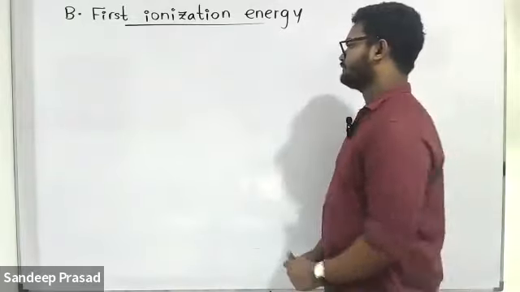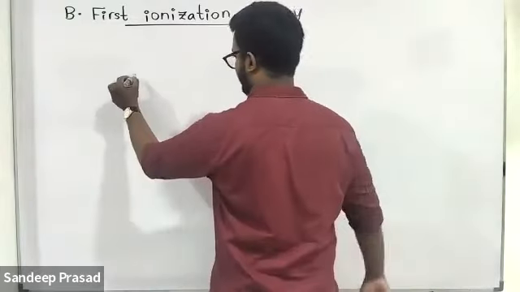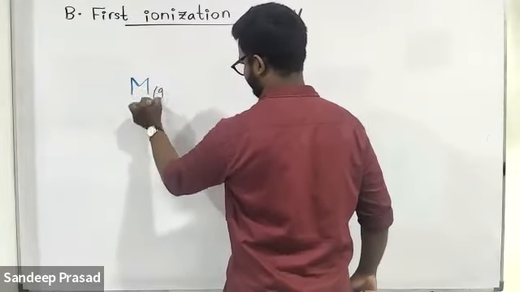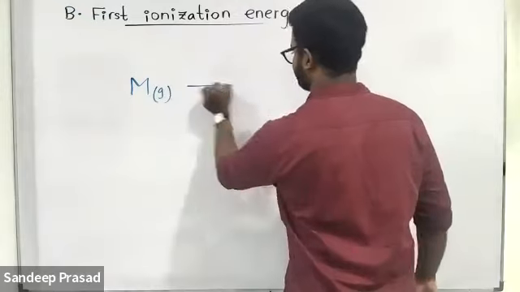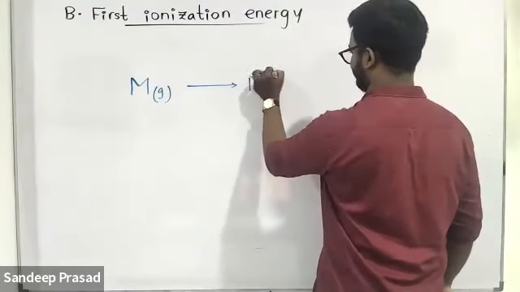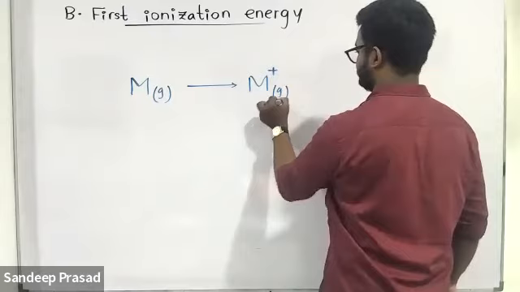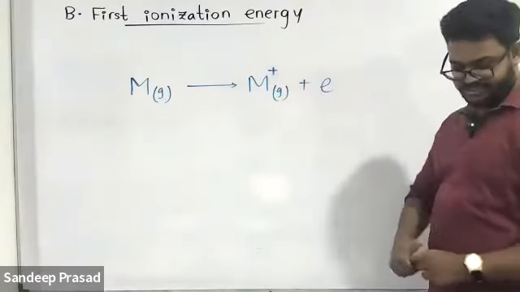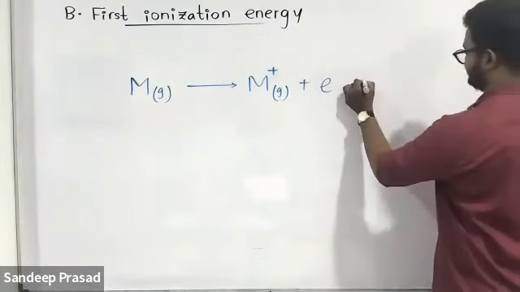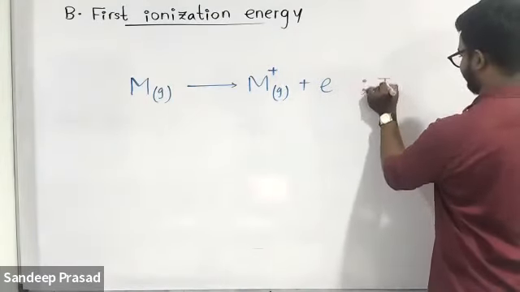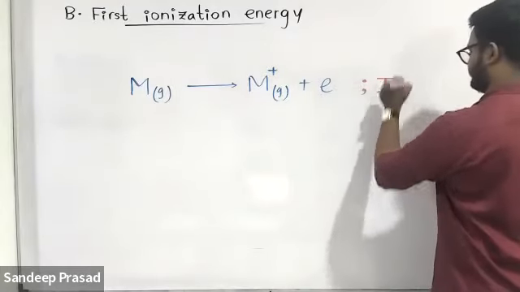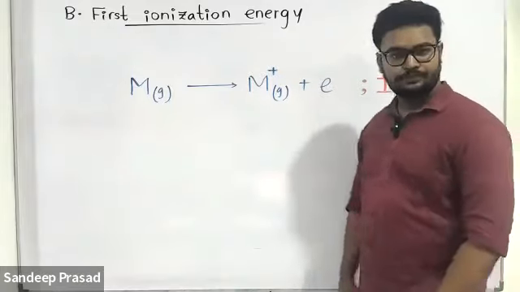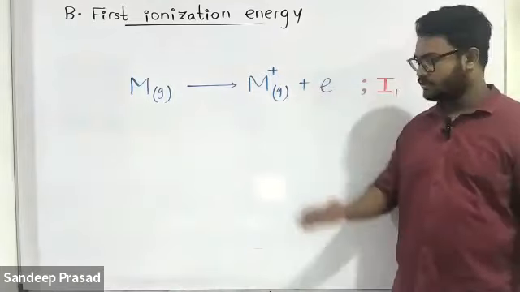You have learned. Just imagine I'm going to consider an element in the gaseous state, M gas, and it's removing one electron to form M plus gas. So this is the equation. So this is known as first ionization energy, right? So the correct definition we are giving for this one is the minimum energy that is required to, right?